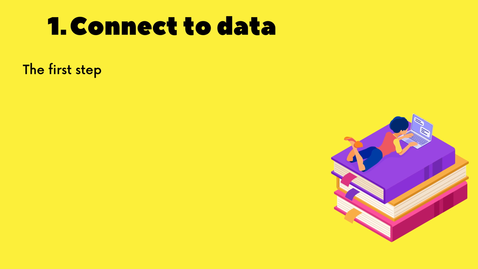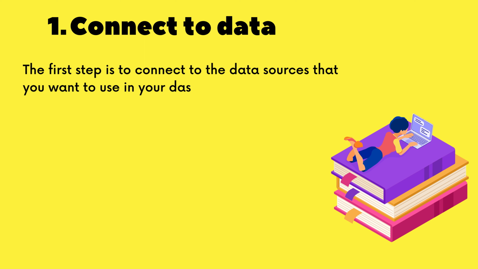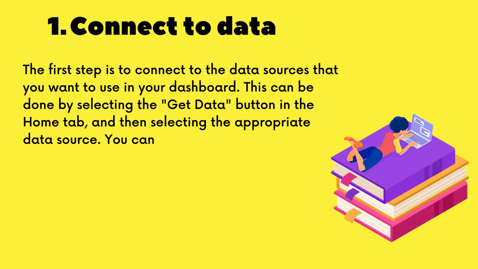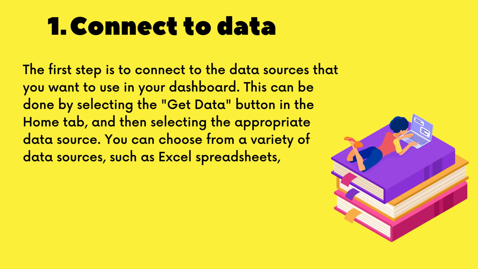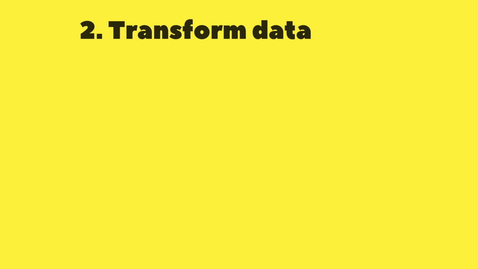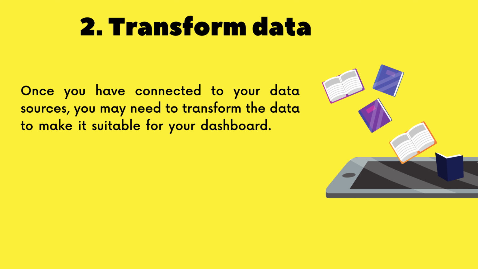The first step of creating a dashboard using a BI tool is to connect to data. The first step is to connect to the data sources that you want to use in your dashboard. This can be done by selecting the Get Data button in the Home tab, and then selecting the appropriate data source. You can choose from a variety of data sources, such as Excel spreadsheets, CSV files, SQL Server databases, and more.